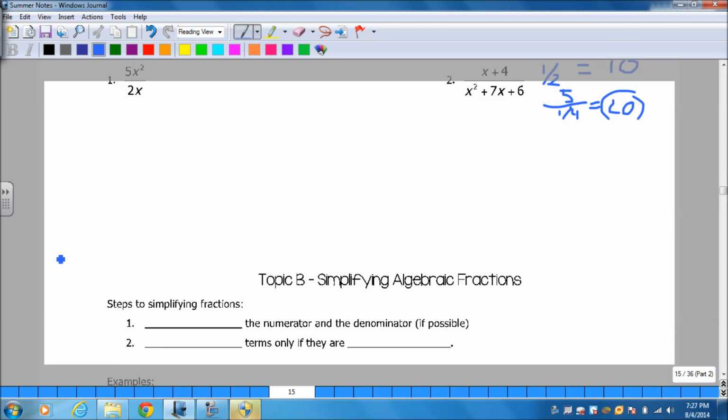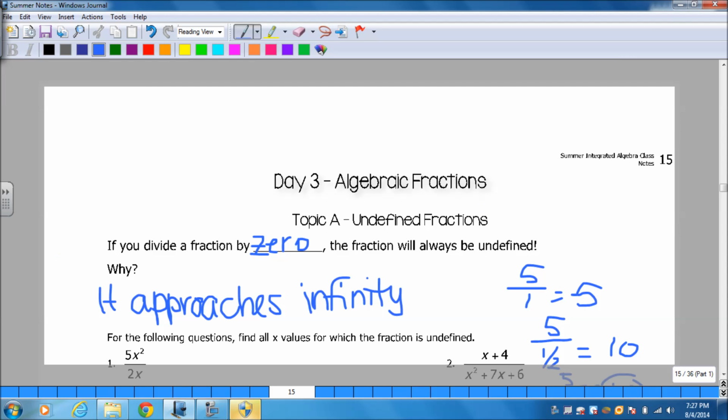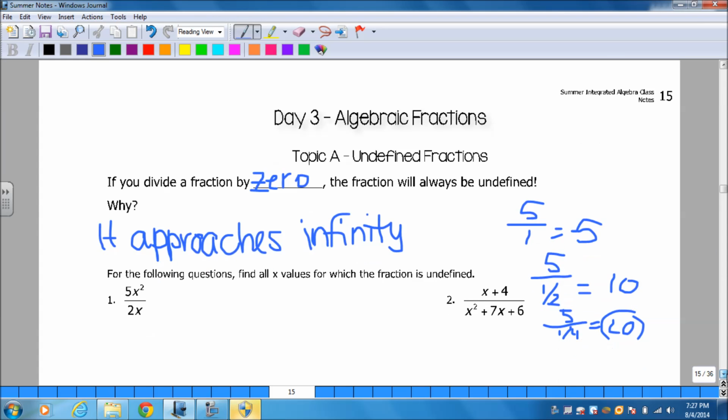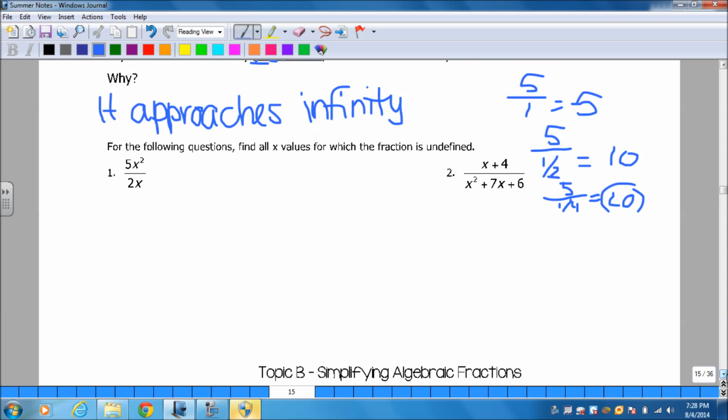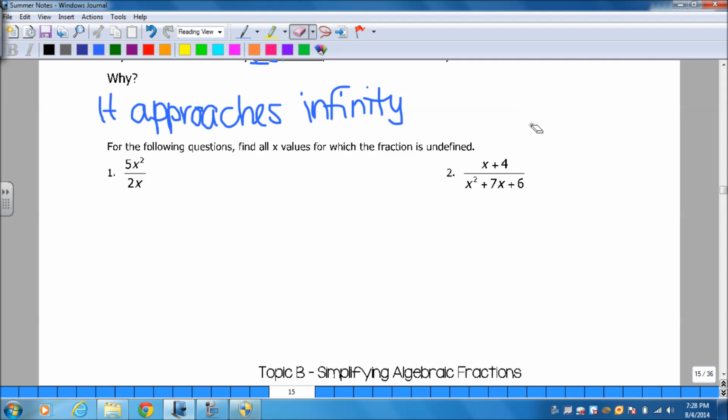So for the following questions, determine all the values of x for which the fraction is undefined. So basically, I just want to know, when is the denominator equal to 0? So all I have to do is basically set each denominator equal to 0.